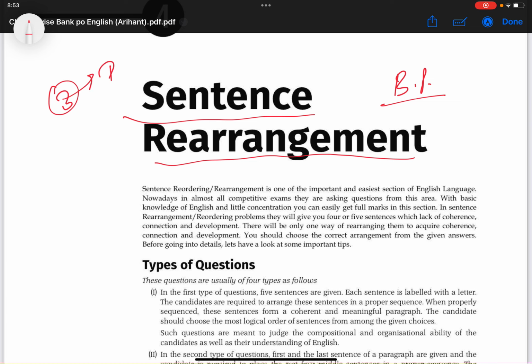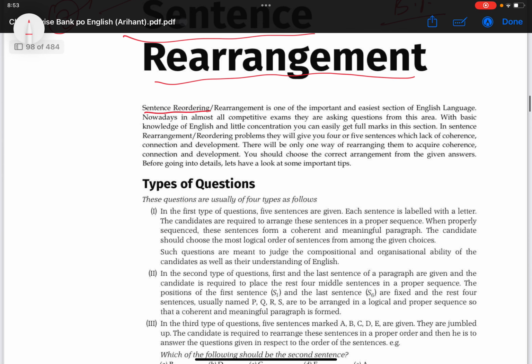We have already done 3 chapters before this; if you haven't seen them, a playlist is available and you can go watch. Sentence reordering or rearrangement is one of the important and easiest sections of the English language. Nowadays, in almost all competitive exams, they are asking questions from this area. With basic knowledge of English and little concentration, you can easily get full marks in this section.